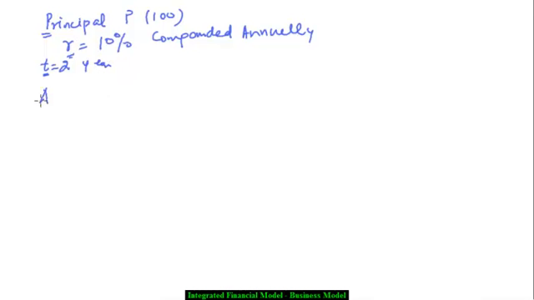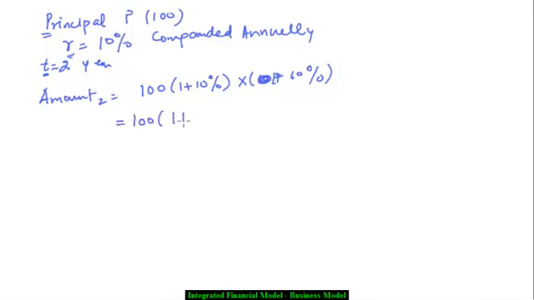So what would be my amount after 2 years? My amount in 2 years would essentially be equal to my principal, which was 100. After the first year, the value would be 100 multiplied by 1 plus 10%. And after the second year, the value would be multiplied again by 1 plus 10%. Is that okay? So this is going to be 100 multiplied by 1 plus 10% squared.